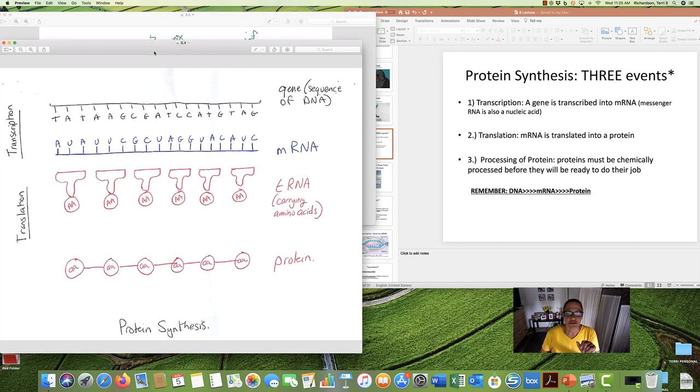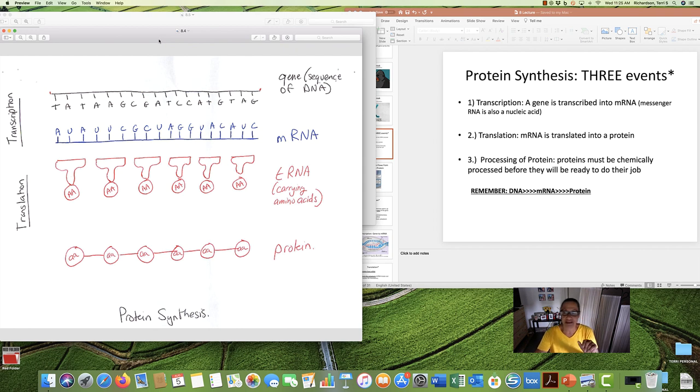So the three steps or events in protein synthesis are transcription, translation, and processing of the protein. You can make a mnemonic out of that if you like, and watch lecture one if you want to know what a mnemonic is. So, transcription, translation, and processing of the protein.